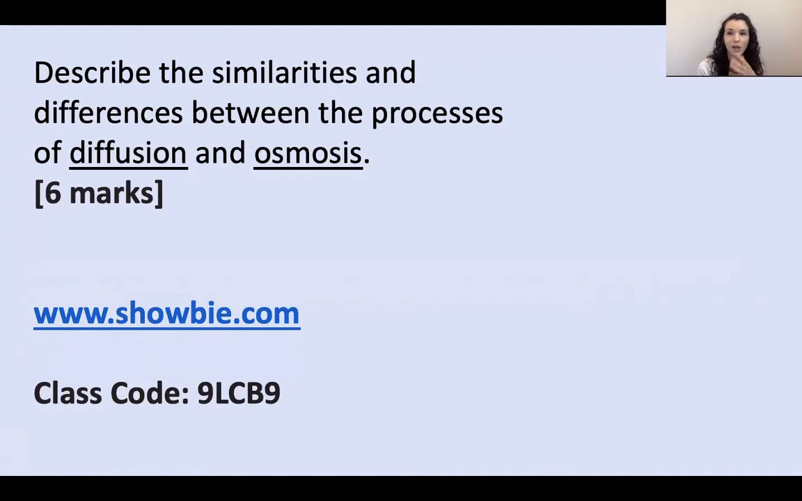All right, so thinking about diffusion and osmosis, some of the similarities. They both happen across a concentration gradient. They are both a passive process, so they don't require any energy. Differences are that diffusion is the movement of particles, whereas osmosis is the movement of water molecules. Think as well, that's the other difference, osmosis needs that semi-permeable membrane.